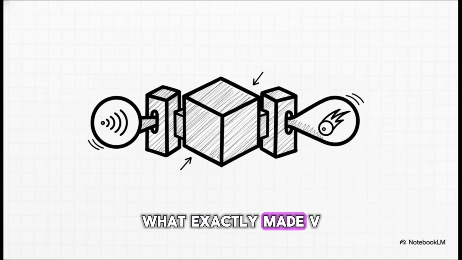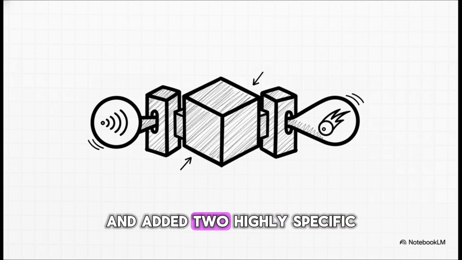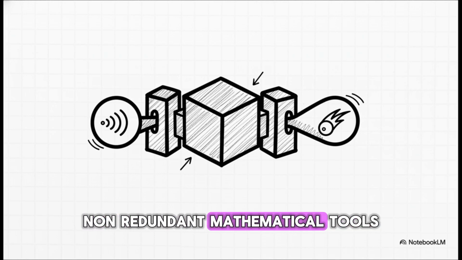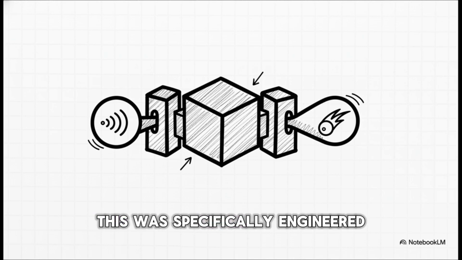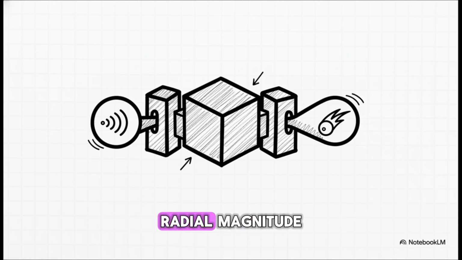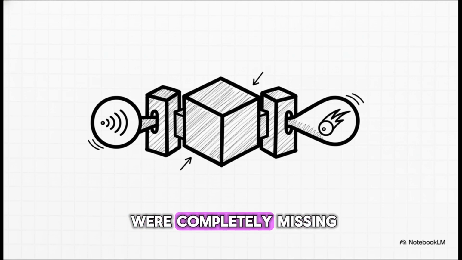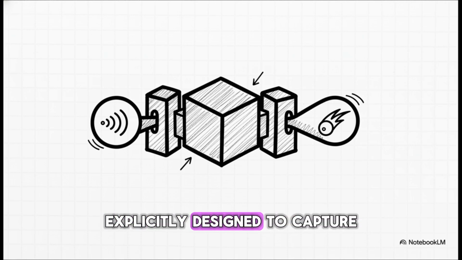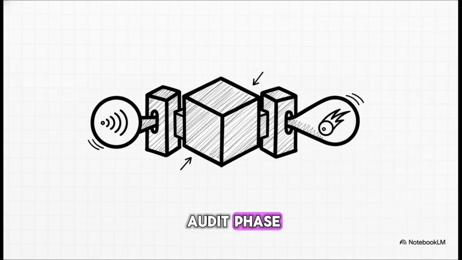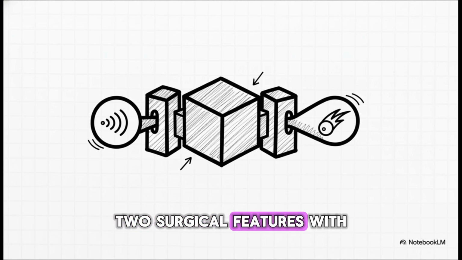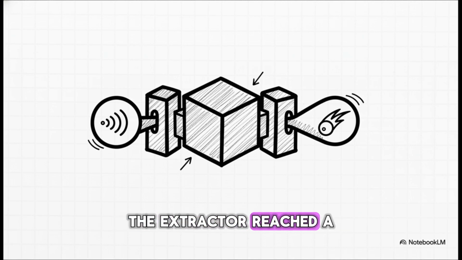So what exactly made V5B Lite the ultimate winner here? Well, it took that really solid 8-feature core from V4 and added 2 highly specific, non-redundant mathematical tools. First up, it added a feature called f-log-abs. This was specifically engineered to capture compressed radial magnitude that the earlier models were completely missing. Second, it added f-express-pos, which was explicitly designed to capture positive tail asymmetry, a really interesting structural quirk they detected during the audit phase. By combining those 2 surgical features with the V4 core, the extractor reached a final output dimensionality of exactly 10.